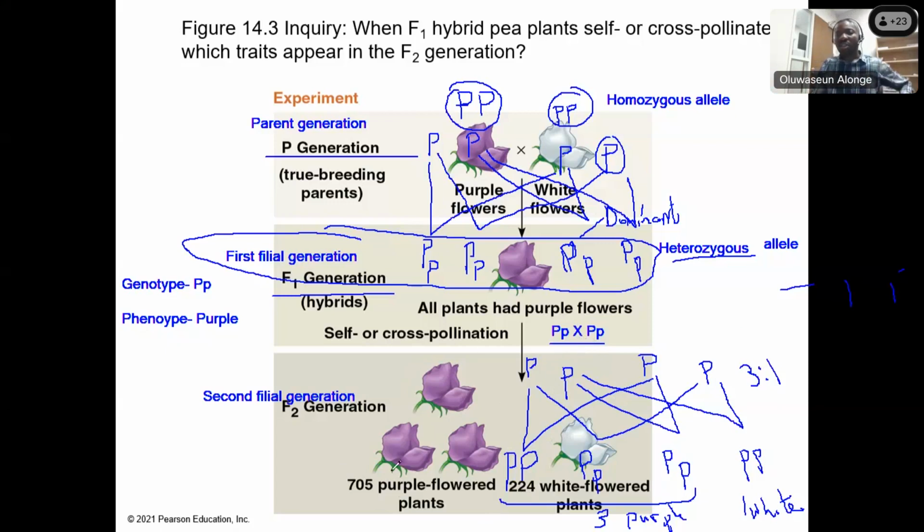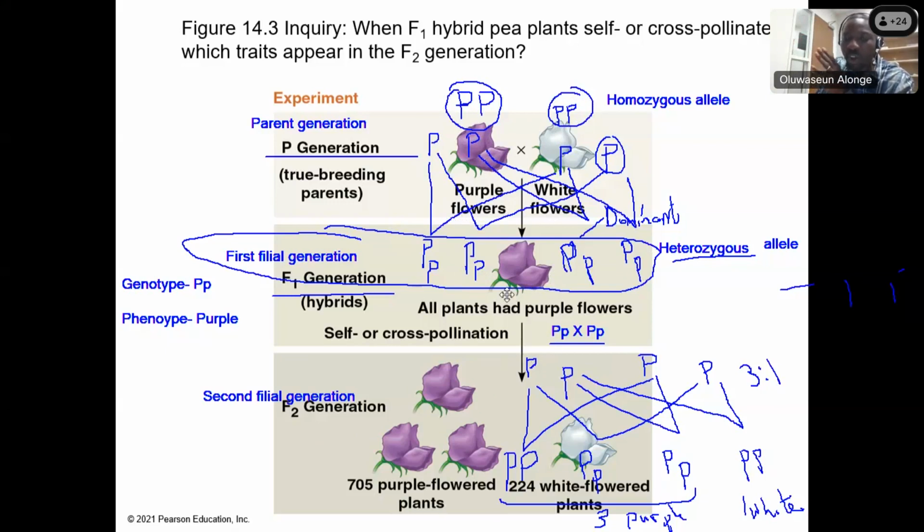All right. So in the F2 generation, take note of this. When you cross the parent generation that are true breeding against each other, in the first filial generation, you are going to have all of them heterozygous, and they will be purple, depending on what we are looking at. So all of them will be heterozygous, and they will all follow the dominant trait.